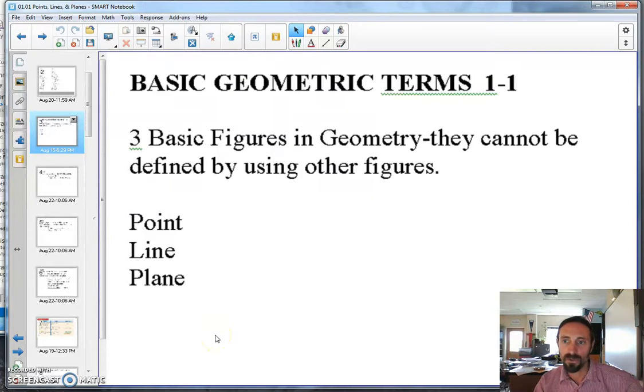First thing we need to really discuss in this whole thing is what we can't define. And we're going to dive into that. These are points, lines, and planes.